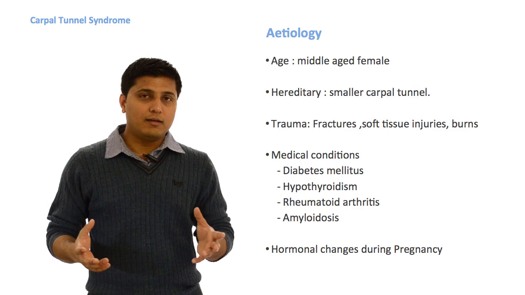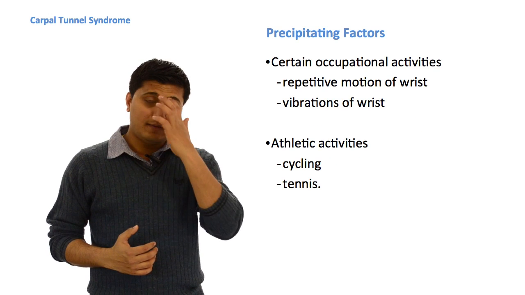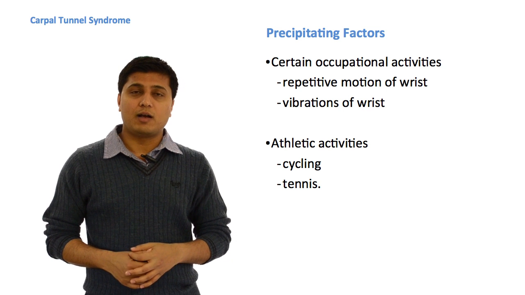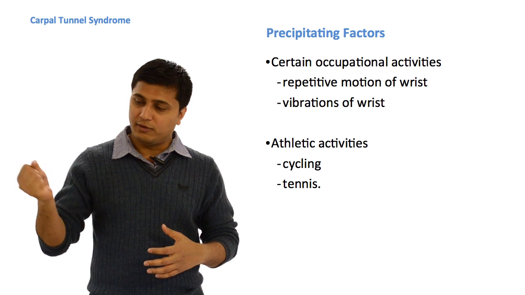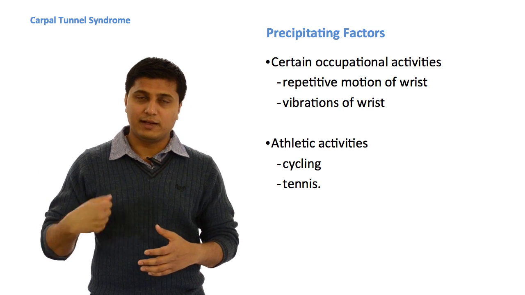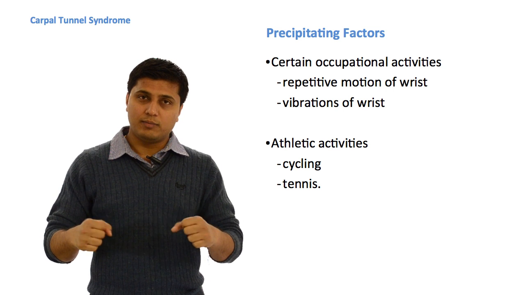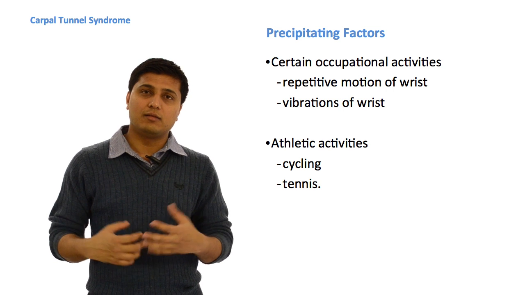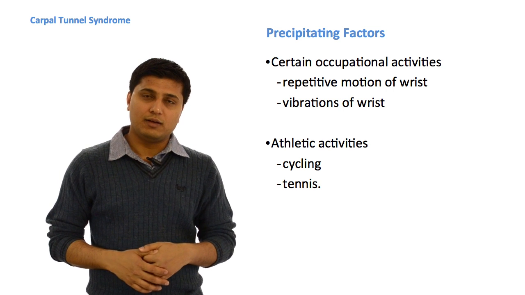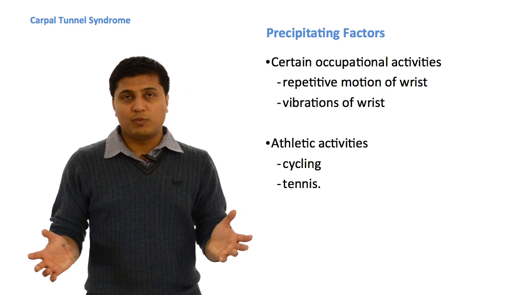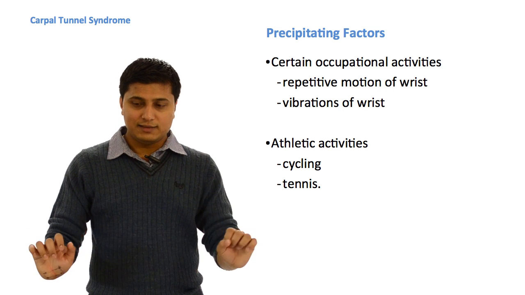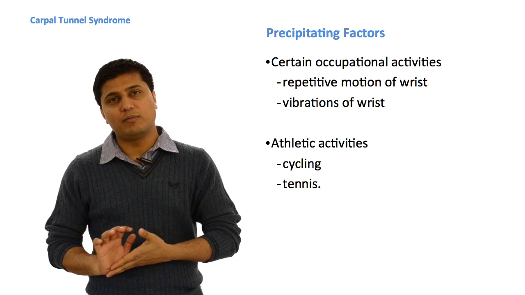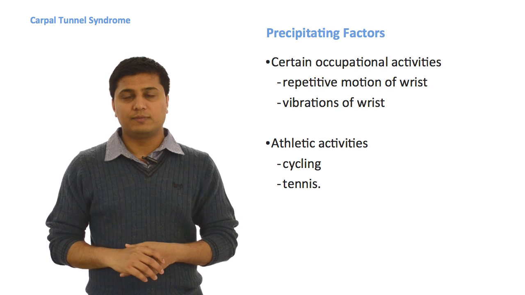There are certain activities which can precipitate carpal tunnel syndrome, for example, repetitive wrist movements. Somebody playing tennis, or a person using machinery or vibrating tools, is prone to this condition as well. Some sports, for example tennis and also cycling, where it can decrease the volume of the carpal tunnel, can cause this condition.